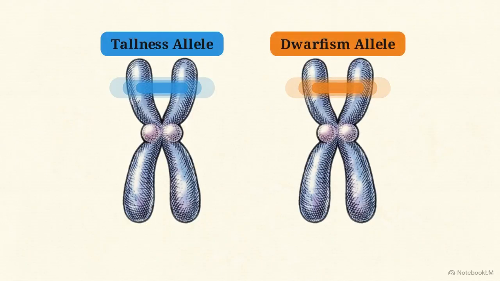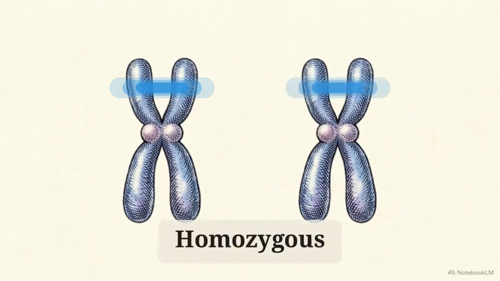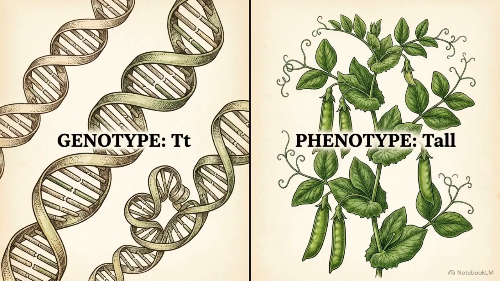For example, a single locus controlling plant height could hold an allele for tallness or an allele for dwarfism. Because organisms inherit two alleles for each trait, one from each parent, they can pair up differently. An organism carrying two identical alleles at a locus is homozygous, while one carrying mismatched alleles is heterozygous. This creates a strict division between an organism's genotype, the hidden molecular code it carries, and its phenotype, which is the observable physical characteristic that code produces.